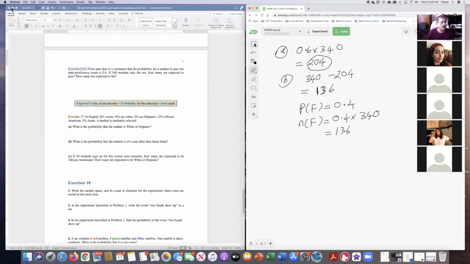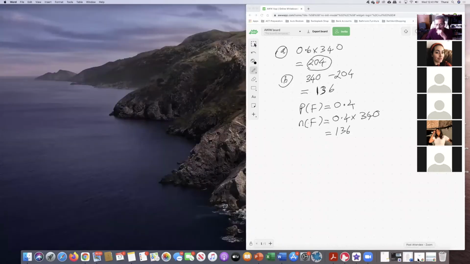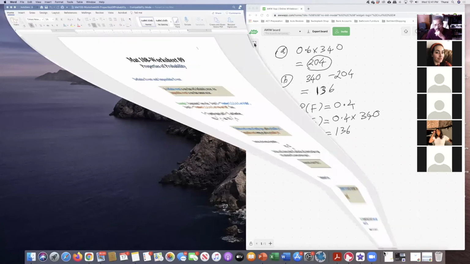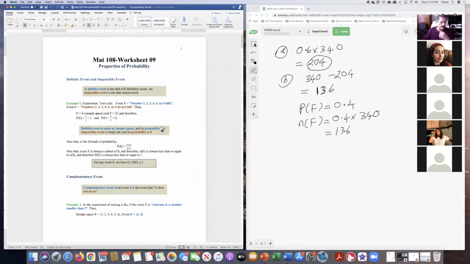that finishes worksheet 10. And we are moving on to the next one, which is properties of probability. Now, the probability topic is going to be pretty long. It's covered by 2 chapters in your book. And at the end of probability, we'll have the second test. That'll be worksheet 14, I believe. We are at 9, so we have a long way to go.